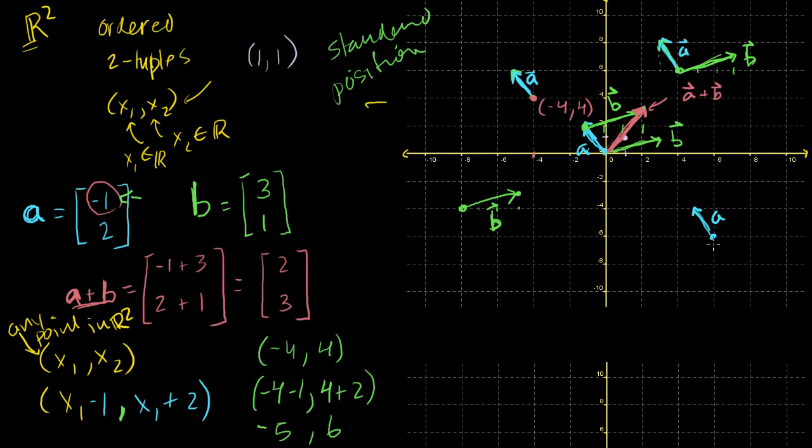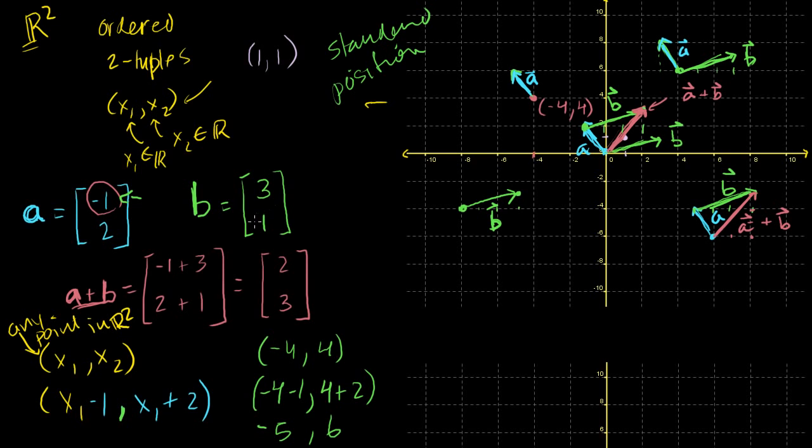And I could have done that anywhere. I could have started with a here, and then I could have started b here and gone 3 to the right, 1, 2, 3, and then up 1. And I could have drawn b right there, like that. And then if I were to add a plus b, I go to the starting point of a and then the end point of b. And that should also be the visual representation of a plus b. And just to make sure it conforms with this number, what I did here is I went 2 to the right, 1, 2, and then I went 3 up, 1, 2, 3. And I got a plus b.